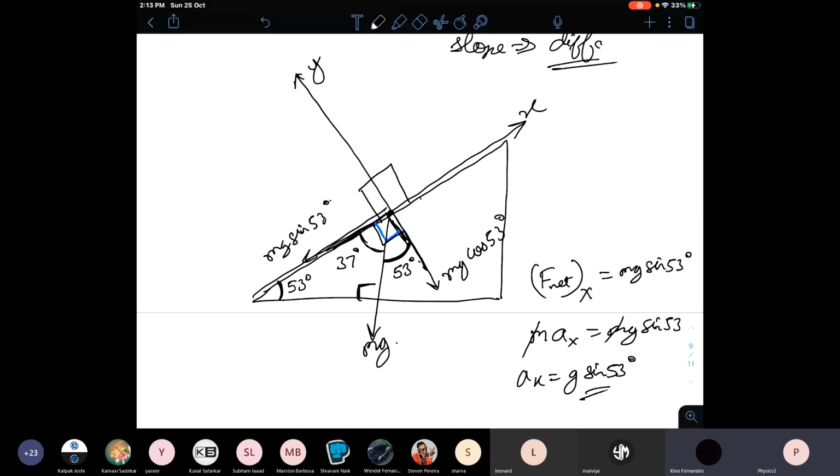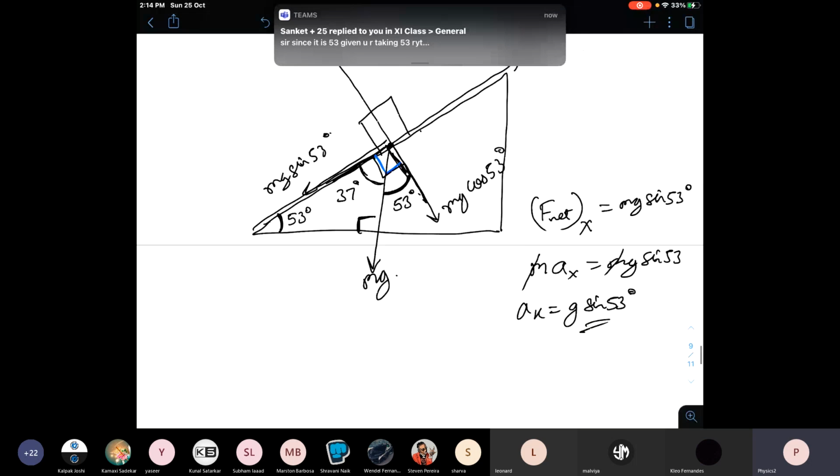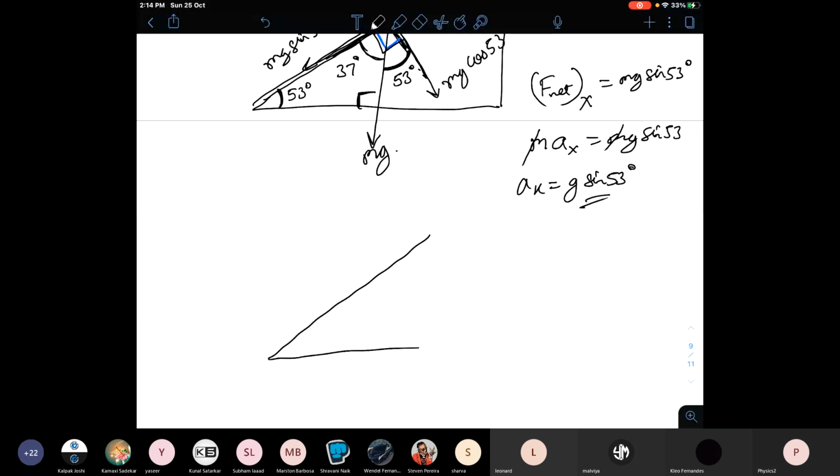Friction is also there. According to how he did it, I didn't understand that step. Friction was also there. If no friction is there, then this is the case. If friction would be there, just see. Friction is there. It is moving, right?